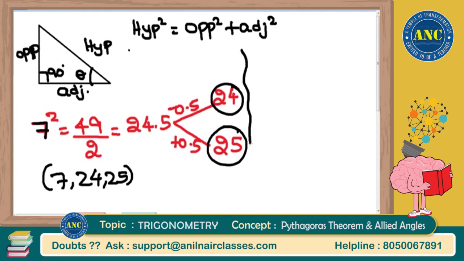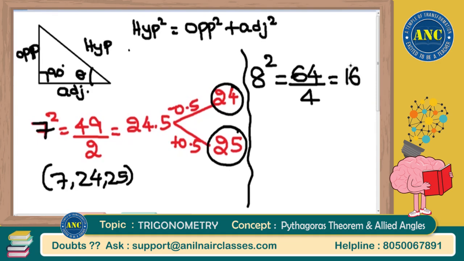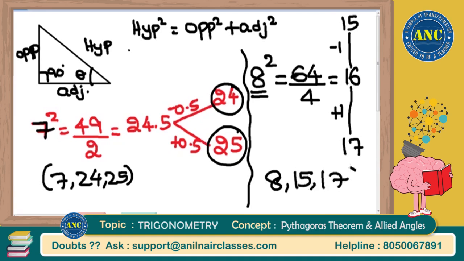Similarly, if I have one of the values in my triplet as an even number, for example 8, square it. 8 square is 64. Divide the 64 by 4 because I am taking an even number. 64 by 4 is 16. Subtract 1. Don't subtract 0.5. 16 minus 1 is 15. Add 1. 16 plus 1 is 17. So these three, 8, 15 and 17, will again form a Pythagorean triplet.